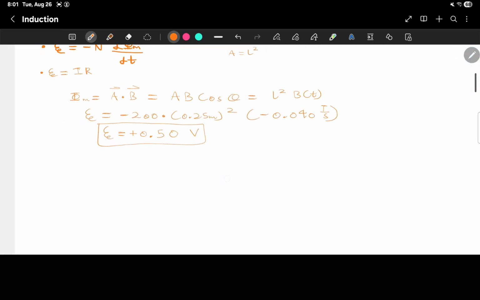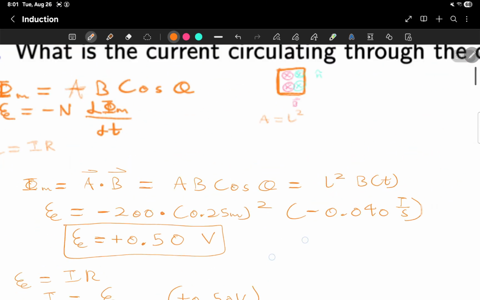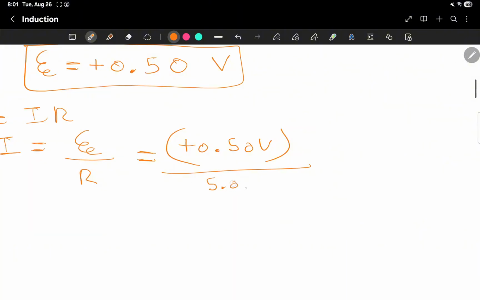Now, to find the current circulating through the coil, we just use EMF is equal to IR, Ohm's law, and we have the resistance of the square coil. So we just have to plug these values in. That's 0.50 volts. The resistance of the coil is 5.0 ohms. That gives me 0.1 amperes, and there we go. That basically solves this question.